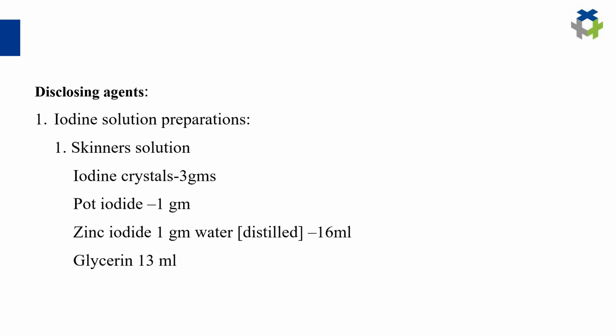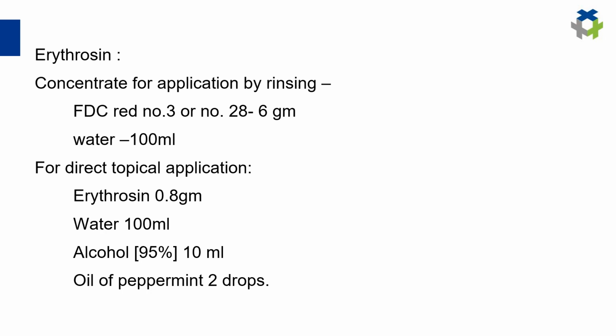So next is disclosing agents. These agents stain the plaque to make it visible for better removal. Examples include iodine solutions like Bismarck brown, erythrosine, fast green and fluorescent dyes. So erythrosine, concentrate for application by rinsing: FD&C red number 3, 2.8 to 6 grams, water 100 ml.